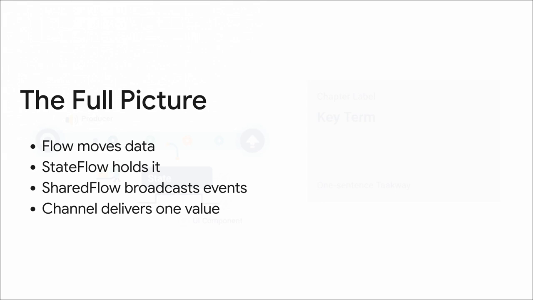So, let's summarize. Flow moves data. StateFlow holds it. SharedFlow broadcasts events to many listeners, and Channel delivers one value to one specific receiver. You see, these aren't just 4 separate, random APIs. They are one cohesive reactive model. Data flows from a source, gets held in state, and dispatches events to exactly the right consumers. And that's it. That is the full picture.